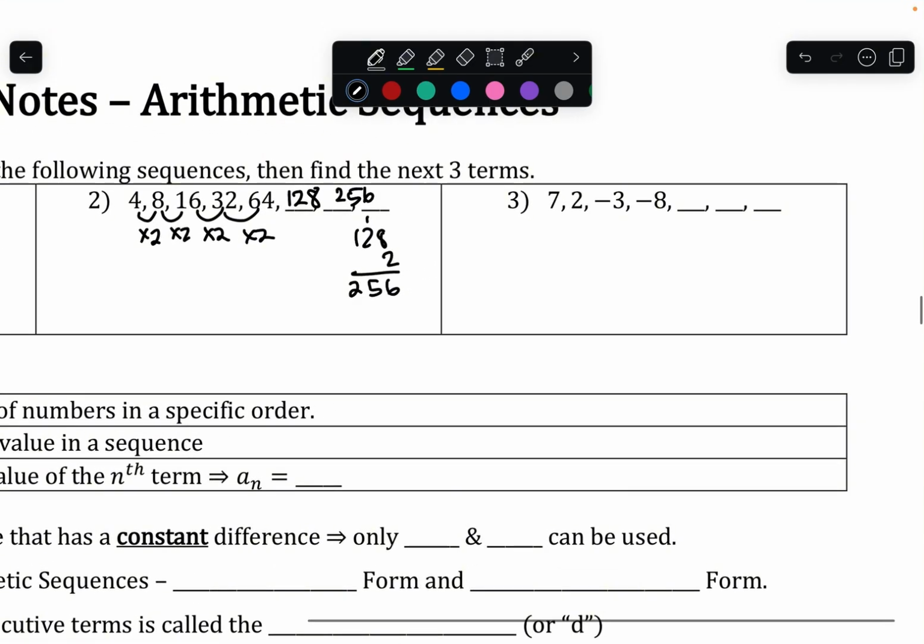Okay, this next example, we're going from 7 to 2, 2 to -3, -3 to -8. So we are subtracting 5 each time. So that would take us to -13, -18, and then -23.